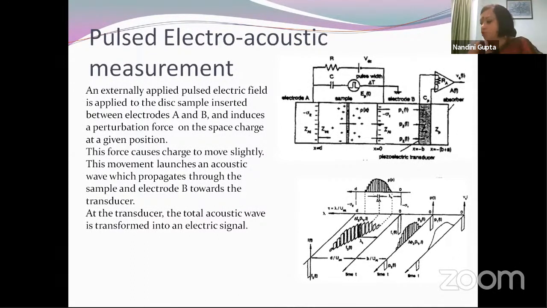When I talk about space charge thickness, I am talking about a film like this, a thin film, and I'm talking about this thickness. So distribution along this very, very fine thickness is what we are looking at.